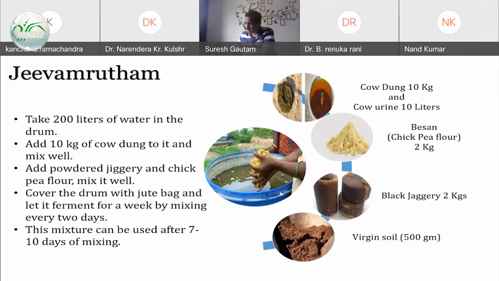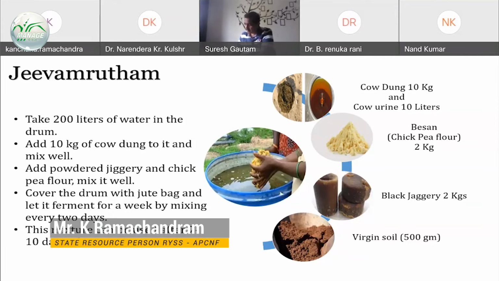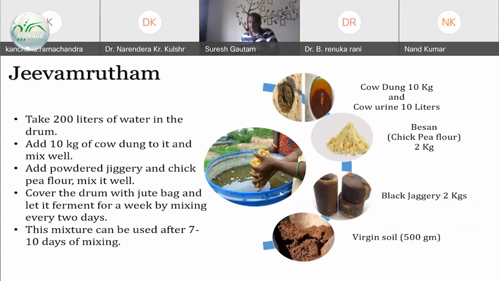So 200 liters of water, you add 10 kgs of cow dung and 10 liters of cow urine, and then jaggery 2 kgs, then besan ka powder, the pulse powder 2 kg, and virgin soil. You stir it very well so that all can be mixed thoroughly, and stir it for 4 days. Then a light cream color solution you will get on the 5th day. Then it is ready for usage. You can use it directly on the soil.